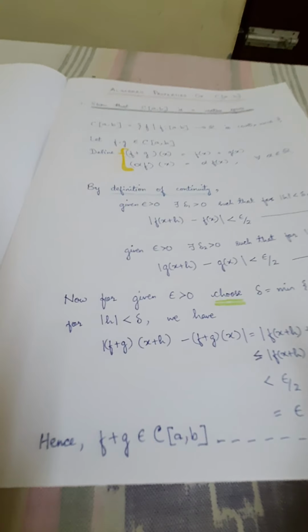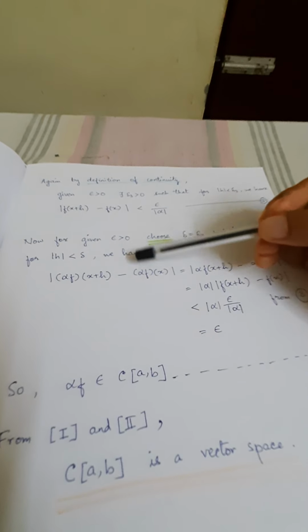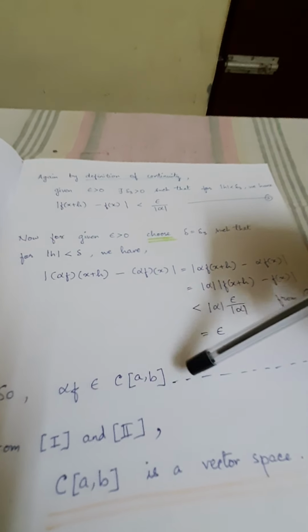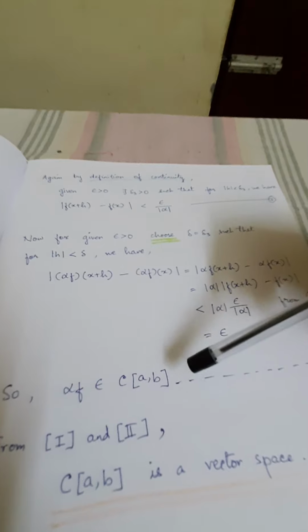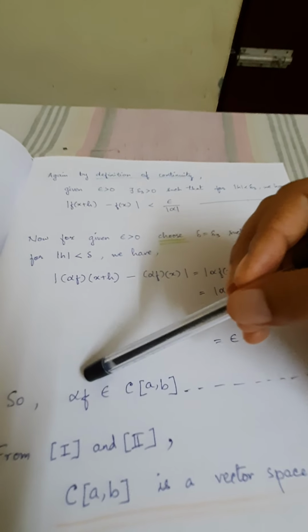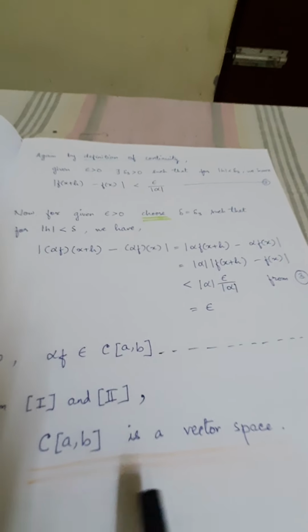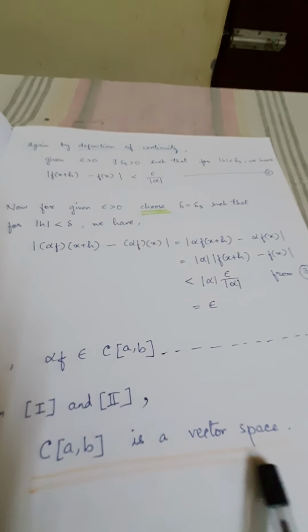Similarly, I leave work for you to do that using the definition of continuity, you can show that alpha f belongs to C[a,b]. So, once you show that vector addition and scalar multiplication properties are satisfied, we can say that C[a,b] is a vector space.